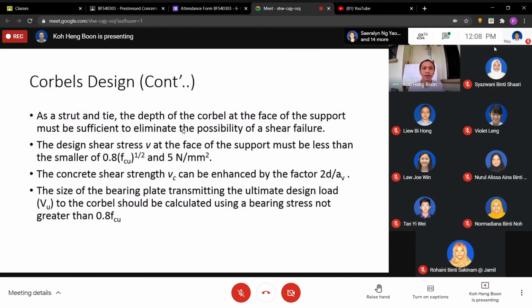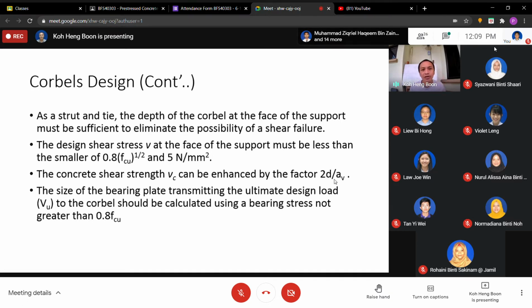As a strut and tie, the depth of the corbel at the face of the support must be sufficient. That's why we must provide sufficient depth to eliminate the possibility of shear failure. We are going to avoid that one. The maximum design shear stress, as already mentioned, V over BD, must be less than 0.8 root FCU or 5 megapascal, whichever is smaller. The concrete shear strength can be enhanced by a factor 2D over AV because the point load is very near to the support.